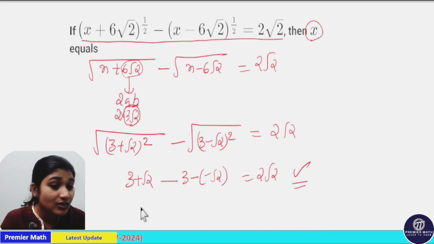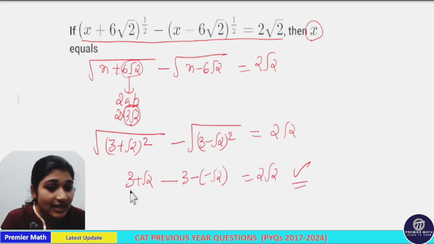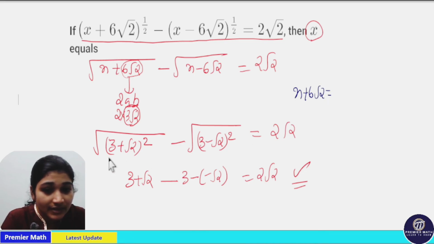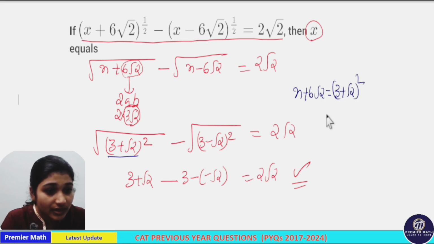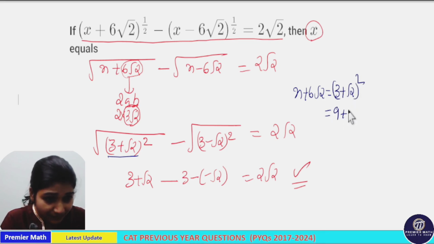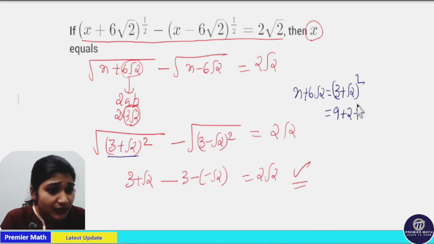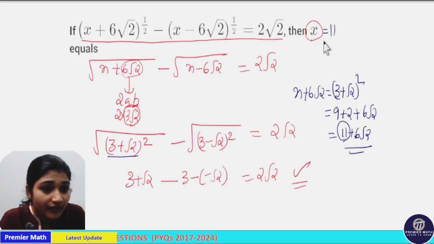But actually this is quite tricky. That's why I said x is now 3 here. X is equal to x plus 6 root 2. We said x plus 6 root 2 is equal to 3 plus root 2 the whole square. Now if you expand, 3 square is 9 and root 2 square is 2 and 2 into 3 root 2 is equal to 6 root 2, which means this is equal to 11 plus 6 root 2. So x is equal to 11 here.